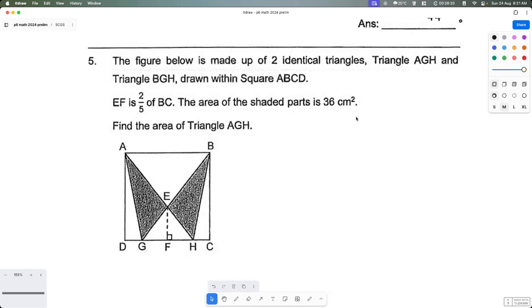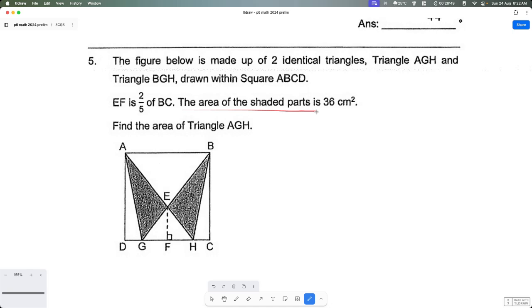Okay, so it says here the figure below is made up of two identical triangles, 1 and 2. Triangle AGH and triangle BGH, so it's an overlapping triangle. This is drawn within square ABCD. So EF is 2/5 of BC.